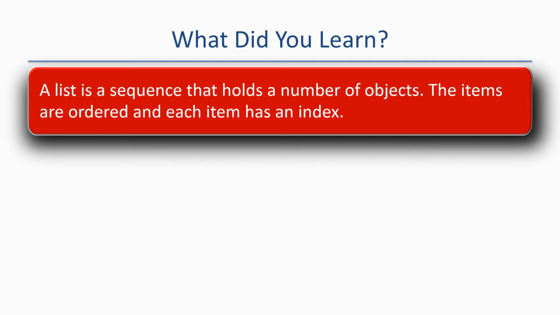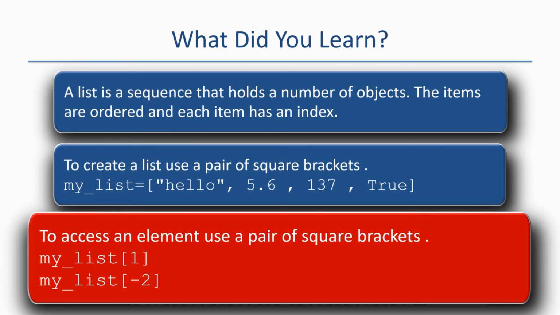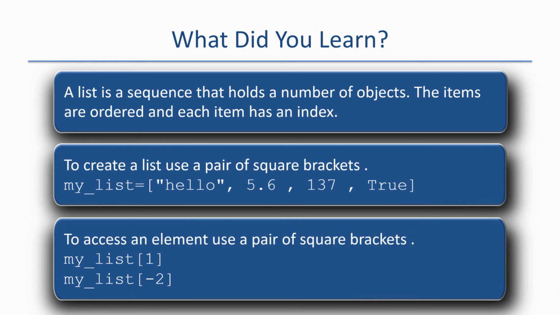So what did you learn? You learned that a list is a sequence that holds a number of objects. The items are ordered and each item has an index. You also learned that to create a list, you use a pair of square brackets, separate the items by commas, and then assign it to a variable name or an identifier. And you learned that you can access elements by using a pair of square brackets, either positive indexes or negative indexes. There are many more operations which can be performed on lists, and I will talk about those operations in future lessons.